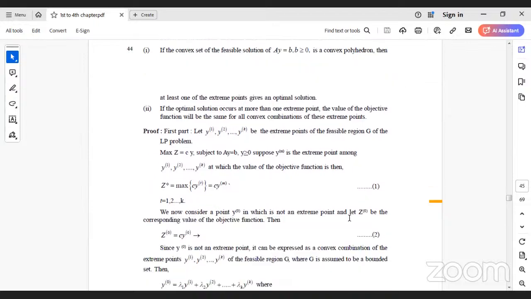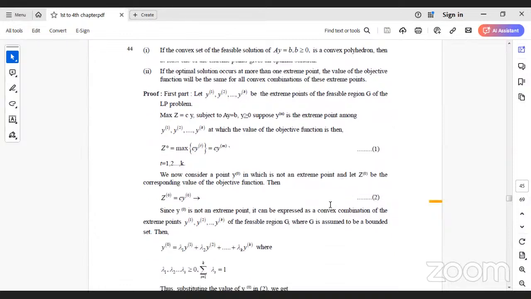First part: let y^1, y^2 and so on, y^k be the extreme points of the feasible region G of the LP problem. So maximum and minimum we are taking here, subject to Ay = b, y greater than or equal to 0. Suppose y^m is the extreme point among y^1, y^2, up to y^k at which the value of the objective function is optimal. So z star is the maximum of c y^m, m equal to 1 to k.